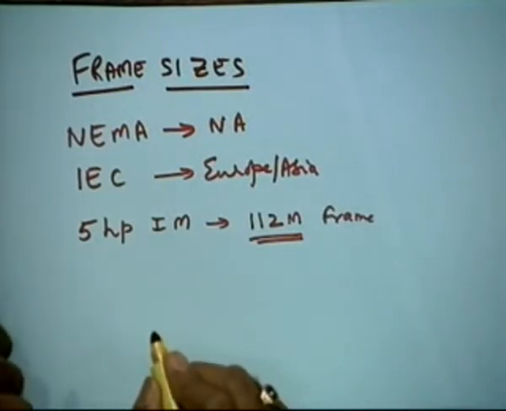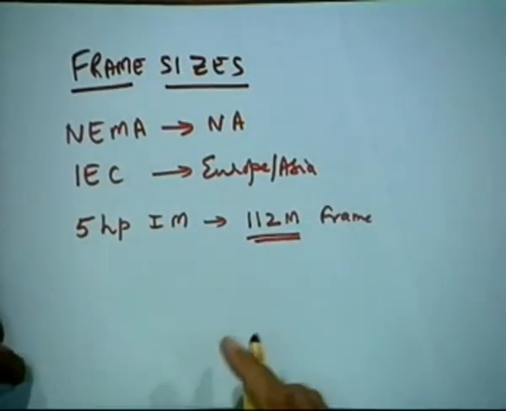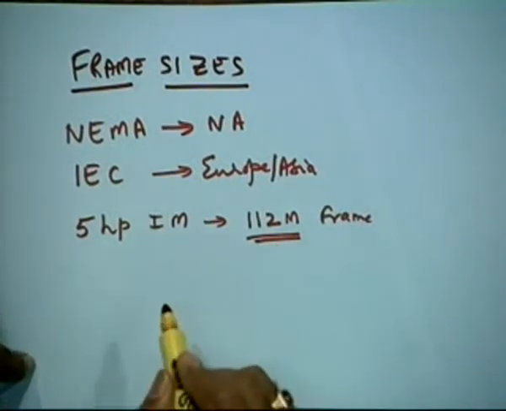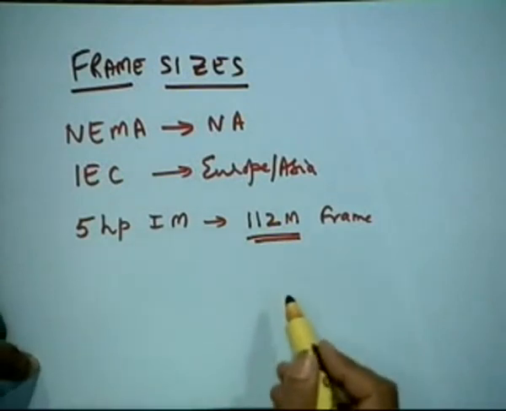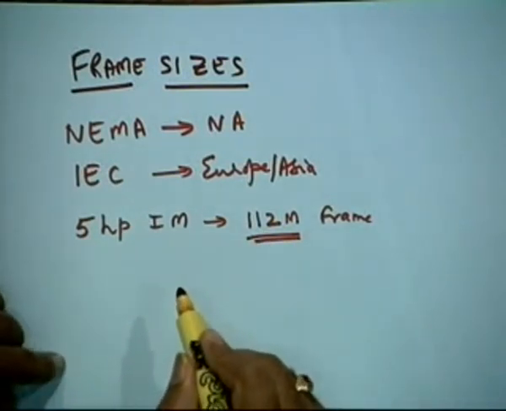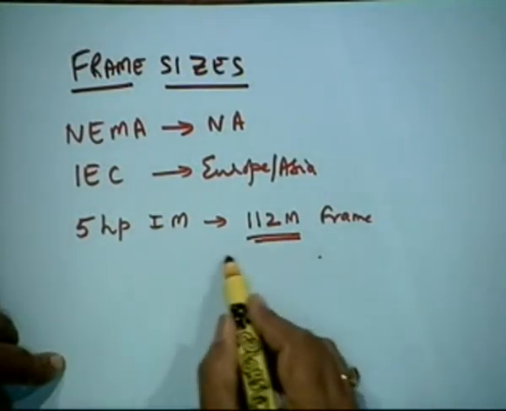Now this is one number. Okay. Now a 5 HP motor, or 3.7 kilowatt motor, is made in a 112 M frame. It means there is a number given, and it must have some meaning for that frame. Okay, the meaning is as follows.